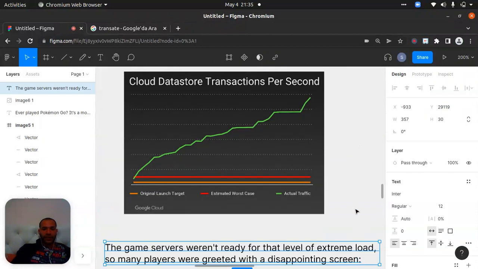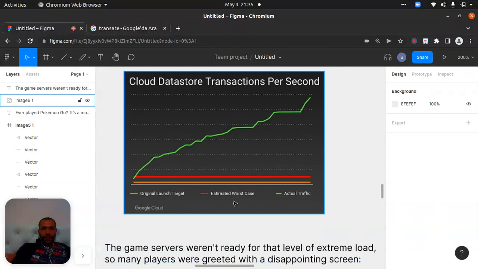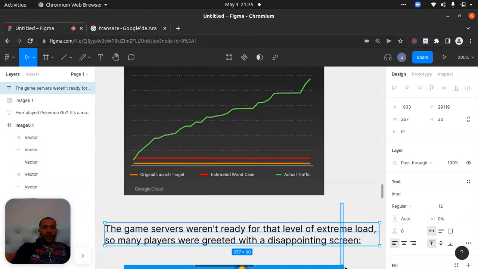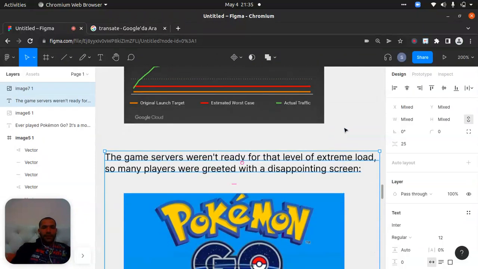They vastly underestimated the popularity of Pokemon Go. However, on launch day, their servers saw 50 times the estimated traffic. This is really crazy. Just think, you're expecting traffic to be at this point, but the users are coming in tons and it's coming up to here, then your system is collapsing, not working well. The game servers weren't ready for that level of extreme load.